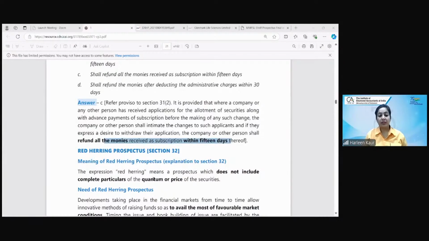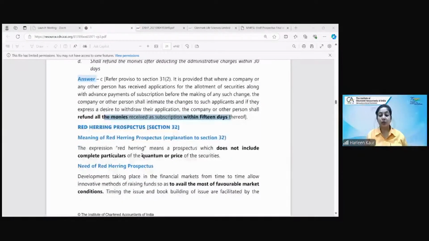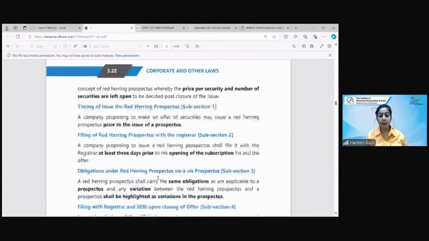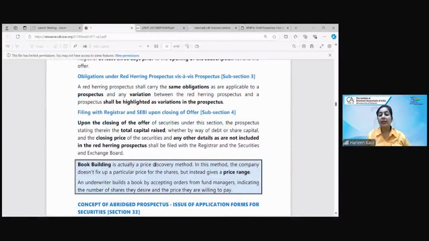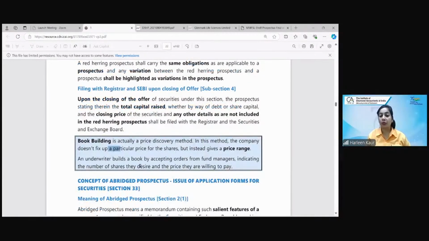Red herring prospectus, we have completed. It is something which does not include complete details. We have already done this. Let's take the important questions from here. So book building is a price discovery method. Somebody was asking, it means it doesn't fix a particular price. Instead, it gives a price range. So the price range is given accordingly. They will decide what price has to be taken according to the book building.